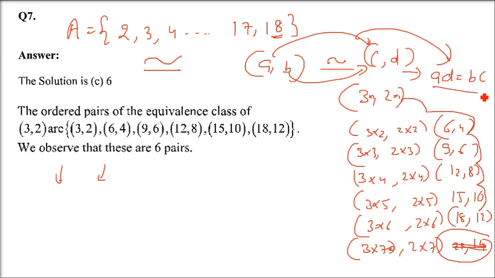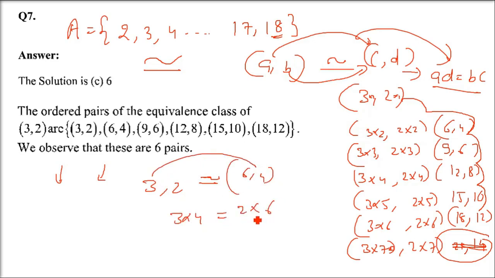So why did I do this? Because ad equals bc. Let me take an example. You take any of these, (3, 2). If it is equivalent to (6, 4), then 3 into 4 equals 2 into 6. So 3 fours are 12, 2 sixes are 12. You can write 12 as 2 into 6, and 2 into 6 is already there. You can cancel 2. So this 6 equals 6. You can also cancel 3. 6 ones are 6. You can cancel both of them. So they are equivalent because 1 is equal to 1. They both boil down to the same thing.